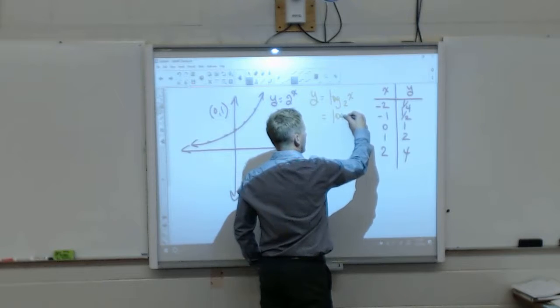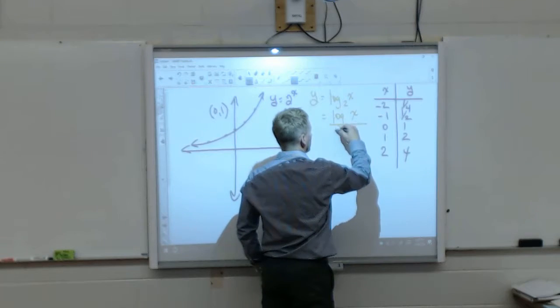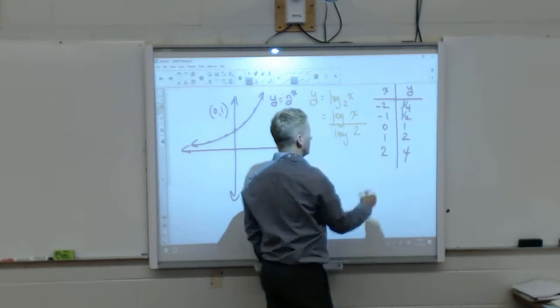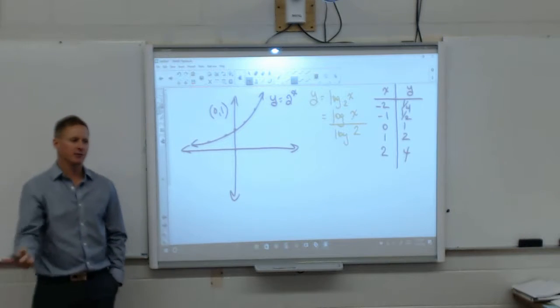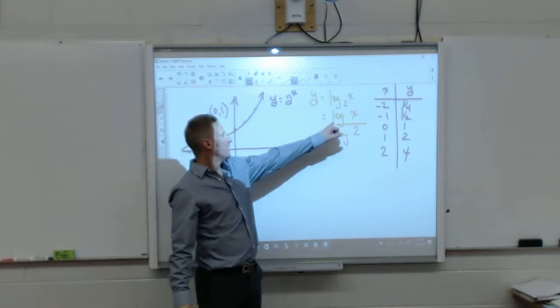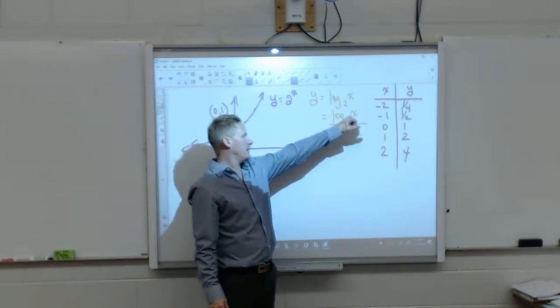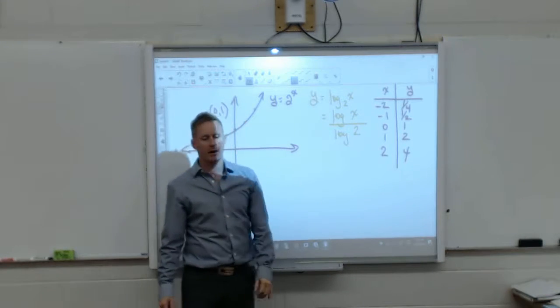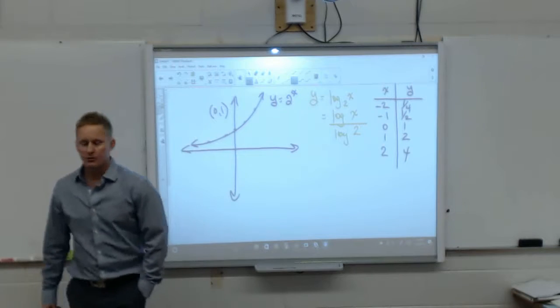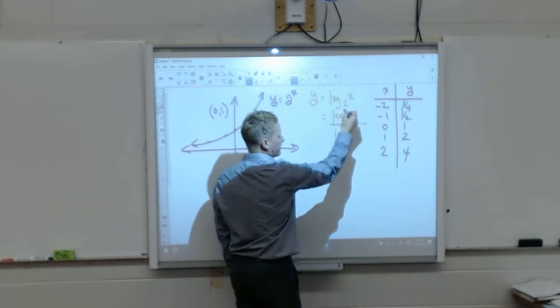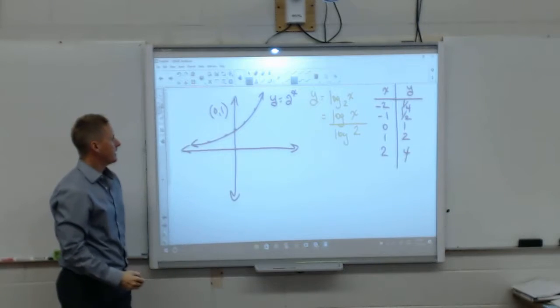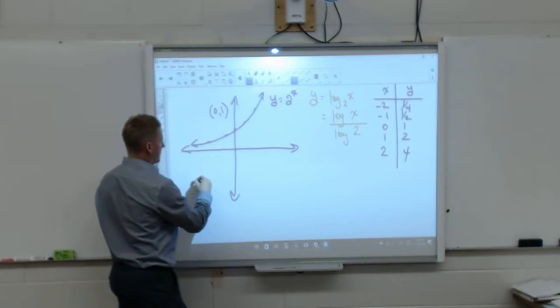So I have the log of x over the log of 2. This is what we call the change of base formula, which we'll get to later on in the unit. But to punch it into your calculator, you graph log x divided by log 2. So you take the log of whatever this value is, divided by the log of whatever the base value is. All right. Now, just doing it on pen and paper.